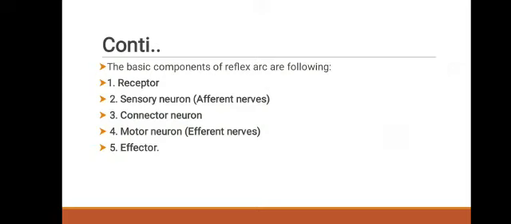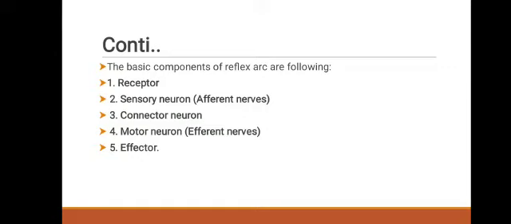Following are the basic components of reflex arc. First one, receptor. A sense organ such as skin or nerve ending in a muscle, tendon, or other organ. The function is to detect changes in internal or external environment and send impulses in a sensory neuron.